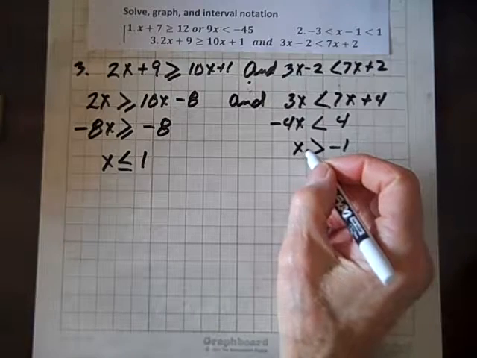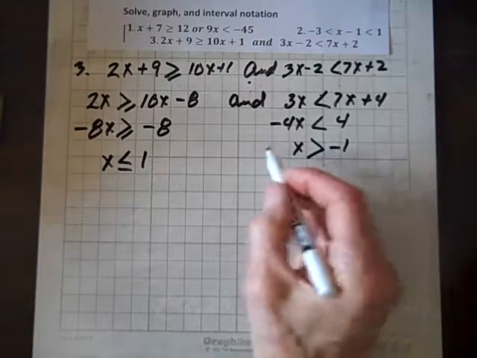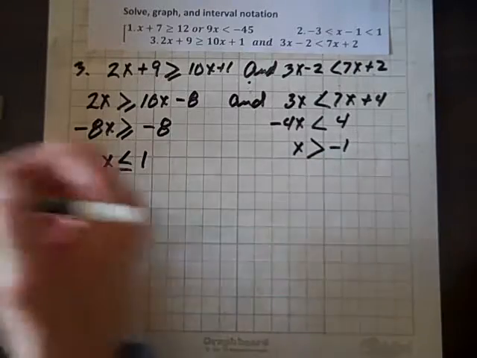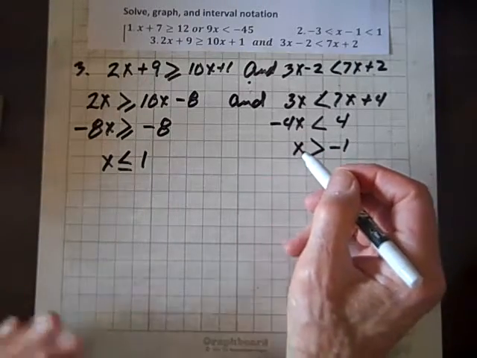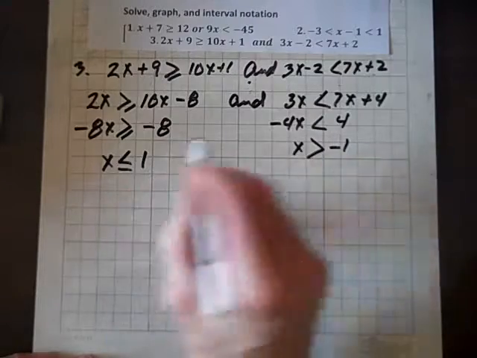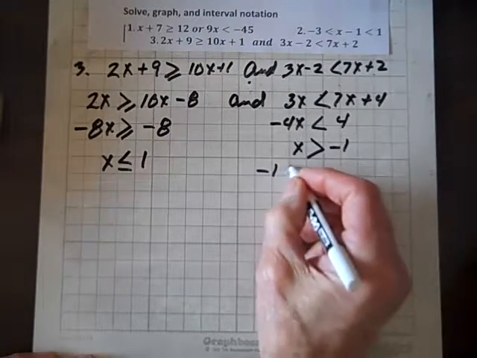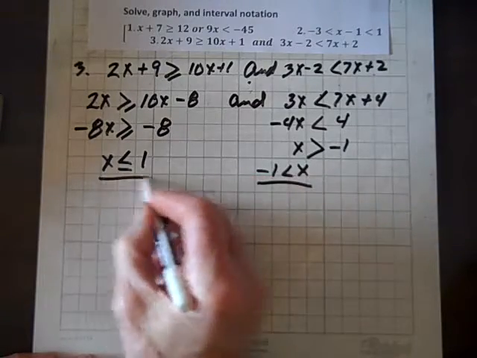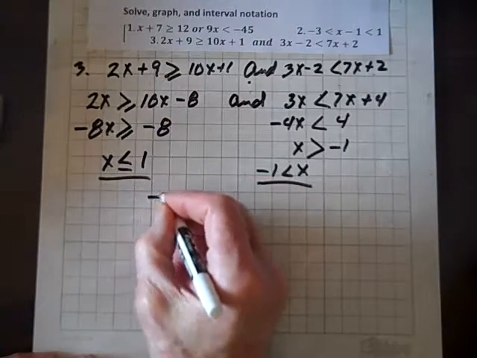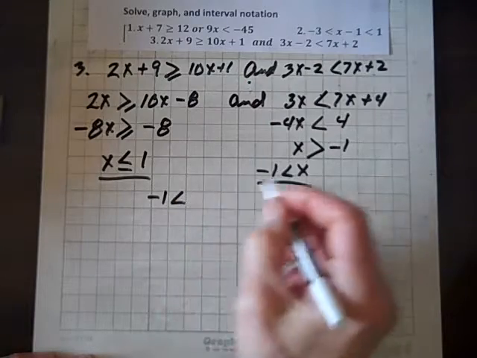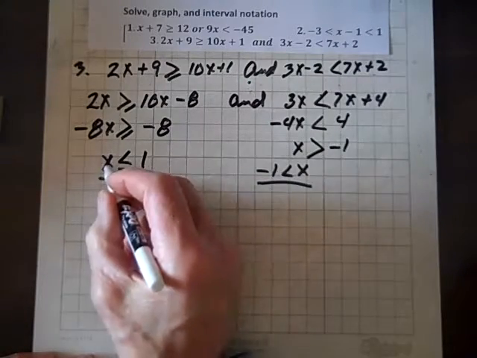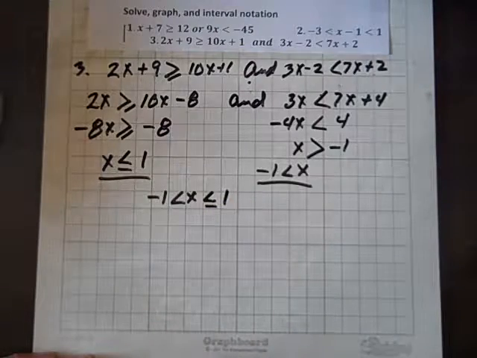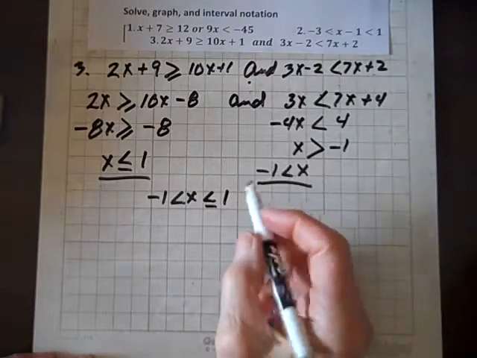So look, follow this. I'm going to orient these inequalities all to the left, and you'll see why. So if I flip this over, I'll have -1 is less than x. Now if I combine this with this, you'll have -1 less than x. And notice here, x is less than or equal to 1. Hey, we've got a combined inequality.